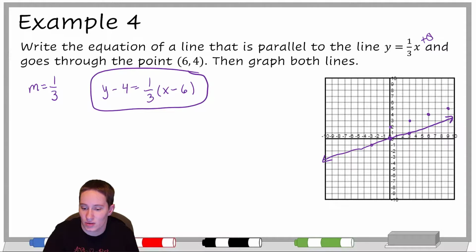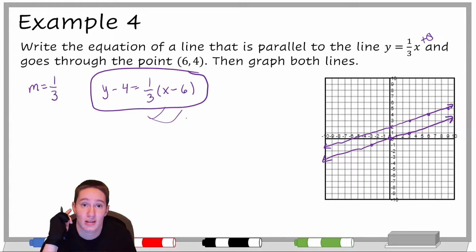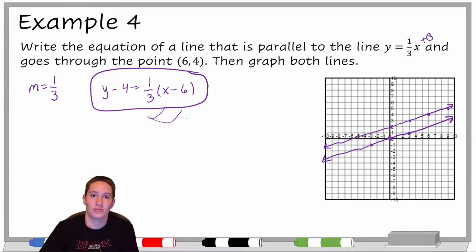So here we go. This looks pretty good. Alternatively, we could take our point slope and distribute the 1/3 and add the 4 over and get slope-intercept form, if we'd really rather use slope-intercept form. That would work, but that's how we do it.